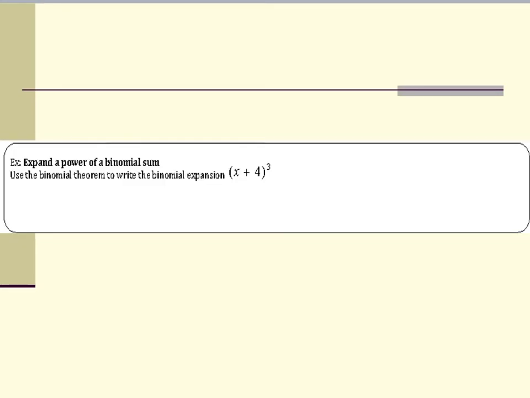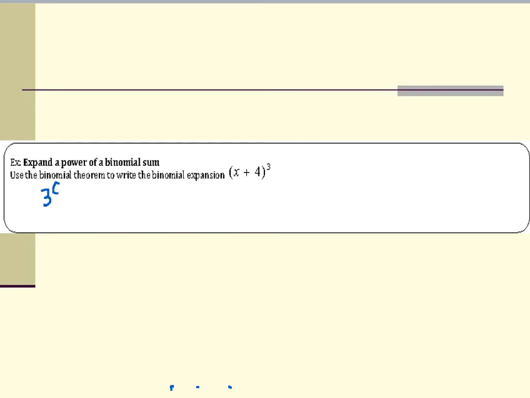So we're going to do an example here. Expand a power of a binomial sum. So we're going to use the binomial theorem to write the binomial expansion of this. Okay? So look at 3 as your exponent. So we know our coefficients are going to be 3 choose 0, 3 choose 1, 3 choose 2, and then 3 choose 3. Okay, so I'm going to write that out here. I know I'm going to have, give myself some space.